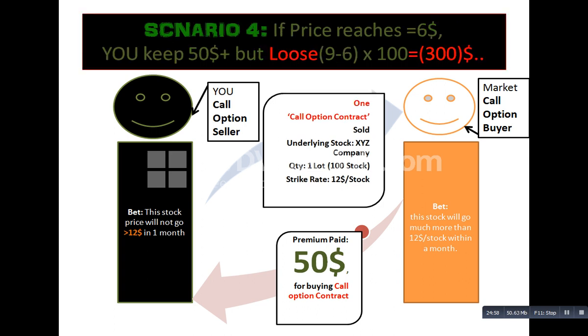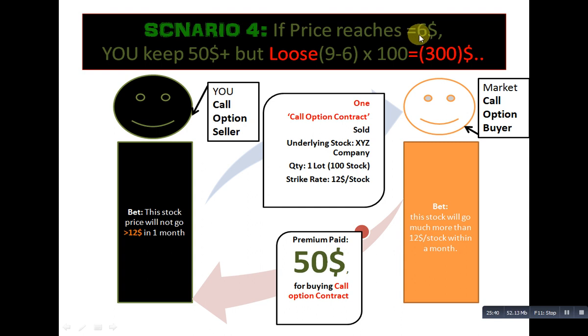Now, scenario 4 is that the price actually reaches $6, right? Instead of the stock price staying at $9, it actually went way below, to $6. In this scenario, you are going to keep the $50 which the person paid you as a premium. However, now you are going to make an unbooked loss, right? Because 1 month ran out, the price never went above $12. Instead, the price went down and reached $6.